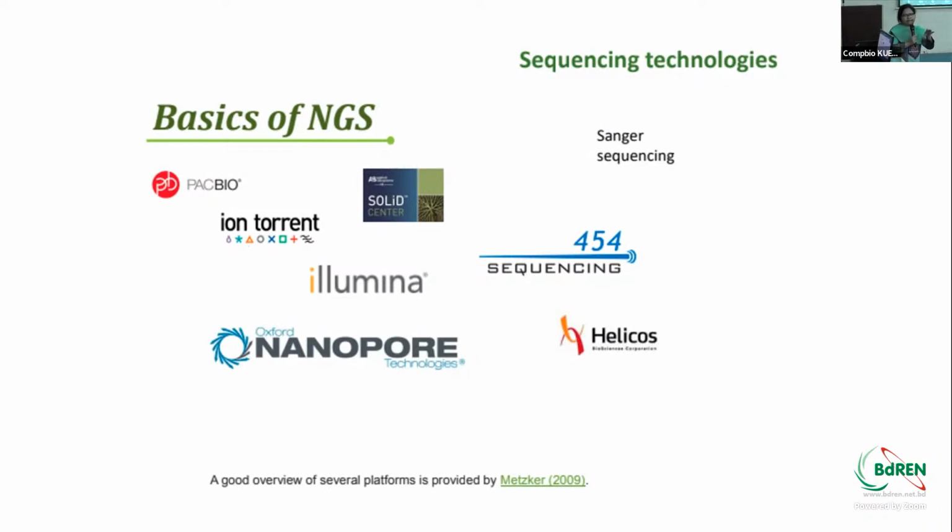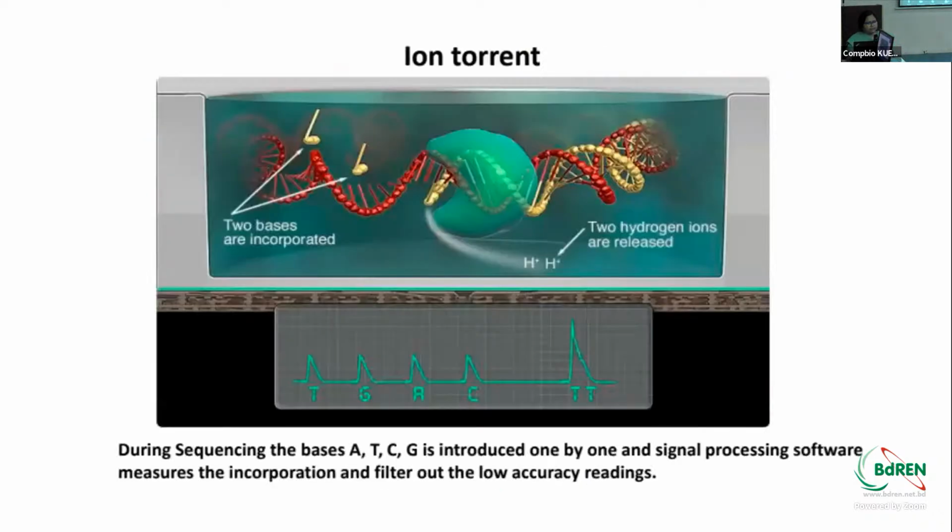Whatever you see, Ion Torrent or Illumina, these actually cannot sequence the actual RNA. We need to make the cDNA, or complementary DNA, from the RNA and then sequence it. But nanopore can directly sequence the RNA.